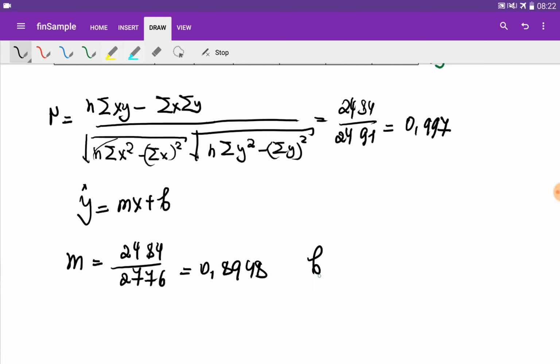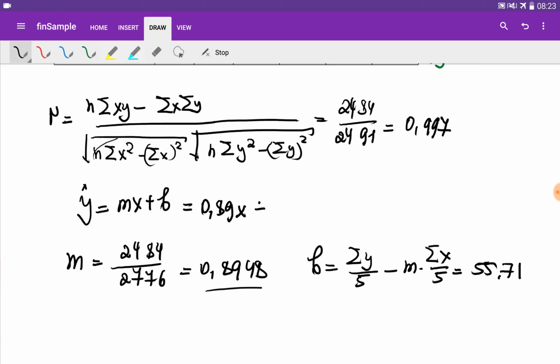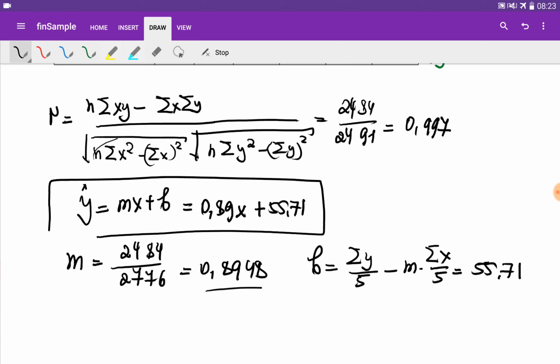And we can find that b is going to be the sum of y divided by n. N in our case is 1, 2, 3, 4, 5, so 5, minus m, which we have calculated just now, multiplied by the sum of x divided by 5 again. It is going to be 55.71. So now we put together these two numbers. It is going to be 0.89 multiplied by x plus 55.71. We can predict the height of the girl depending on her age.